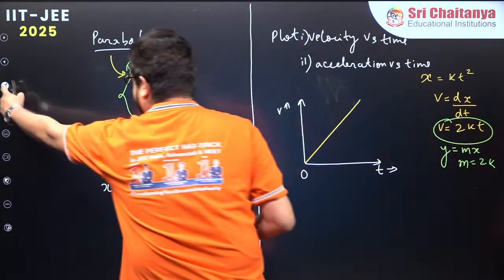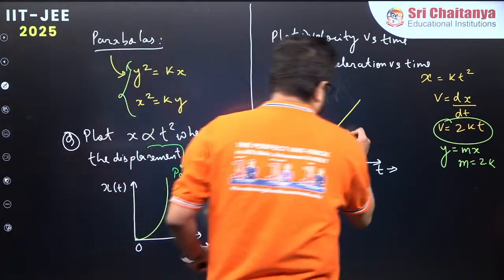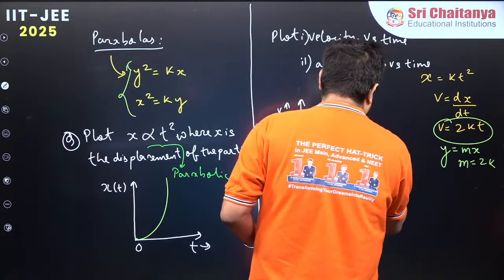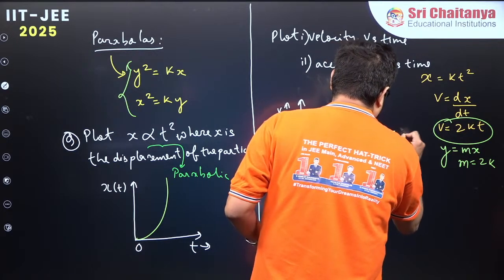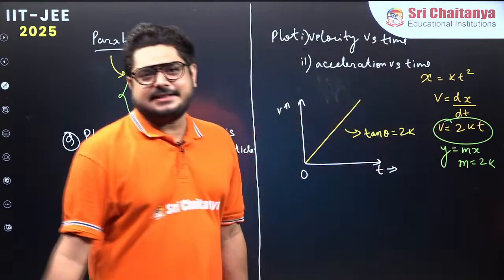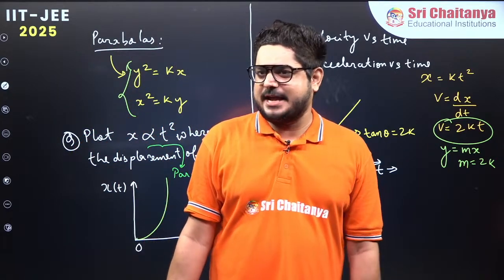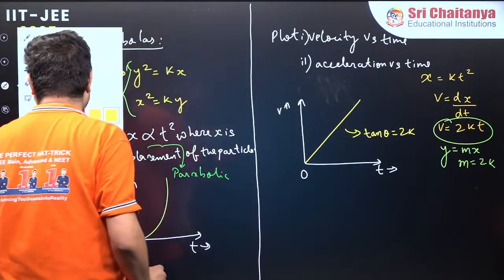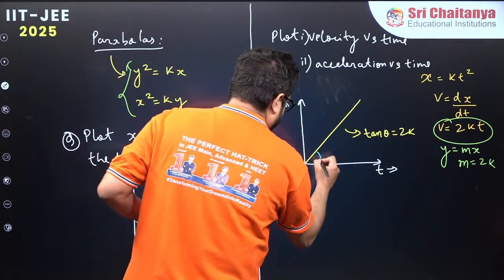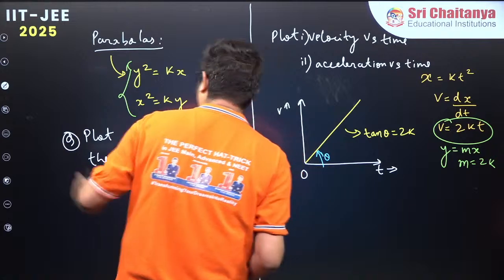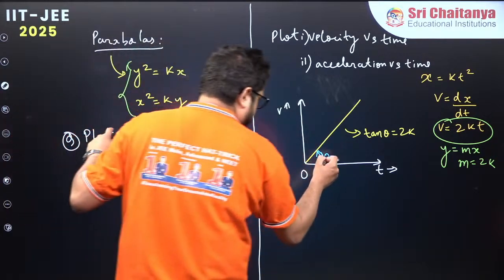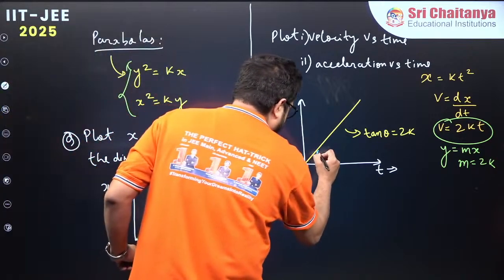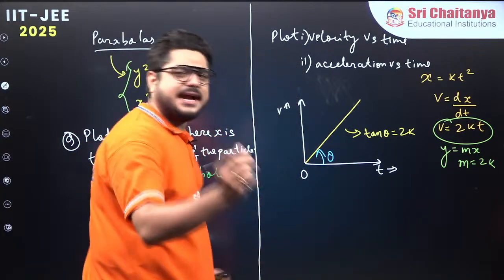So the straight line which I have drawn in solid yellow line, that's going to be having its slope as tan theta is going to be equal to 2k. Okay? So how to write down theta? Now if I say that this straight line is making some angle theta with respect to the time axis, then how are we supposed to write down the value of theta?